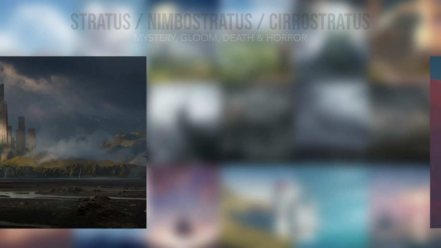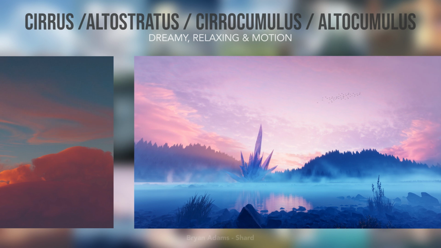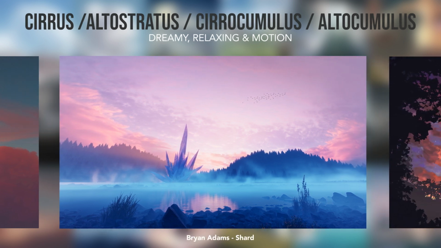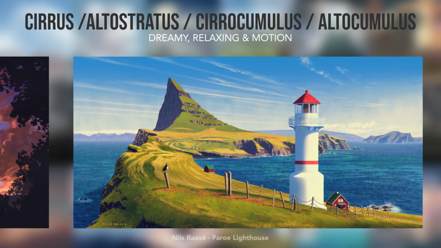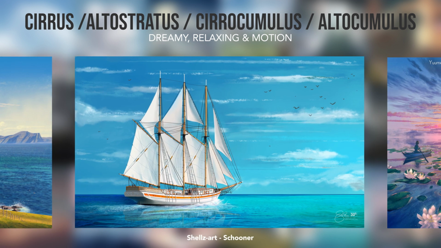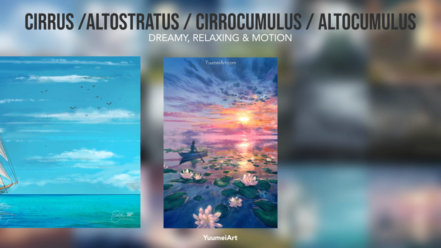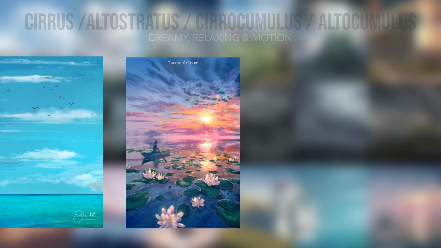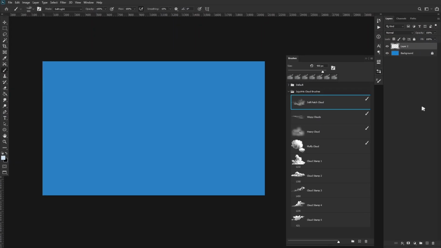If you want to convey a dreamy or relaxing feeling or a sense of motion in your artwork, then cirrus, altostratus, cirrocumulus, and altocumulus clouds can create this atmosphere. Usually, these clouds create an illusion of movement and space throughout the scene, and that enhances the dreamlike and relaxing aspect of the story.